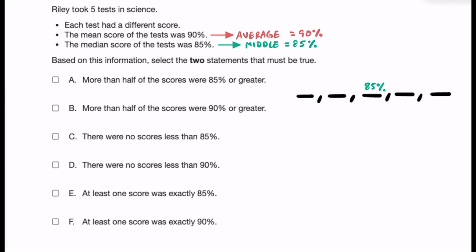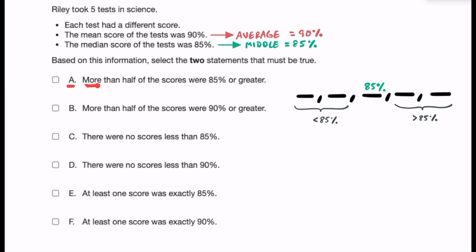Now, if we're thinking about these scores being in order from least to greatest, then these 2 scores over here have to be less than 85%, and these 2 scores over here have to be greater than 85%. Now, in terms of what these exact percentages are, we don't know, but we could come up with some hypotheticals or just think logically about what they could be. Let's start looking at the answer choices a little bit.